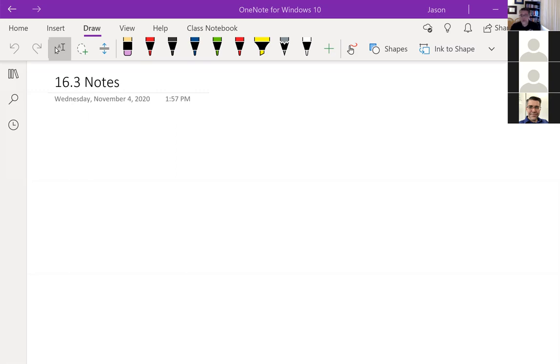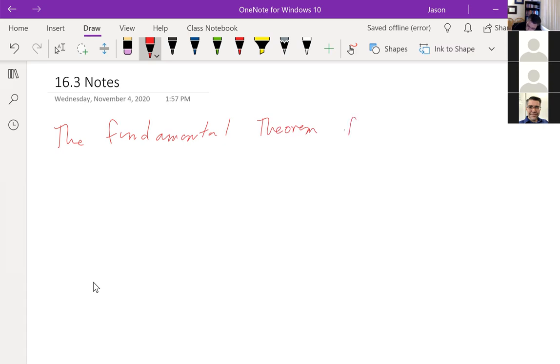We're going to go over 16.3 today. Okay, fundamental theorem of line integrals. 16.3 notes. The fundamental theorem for line integrals.